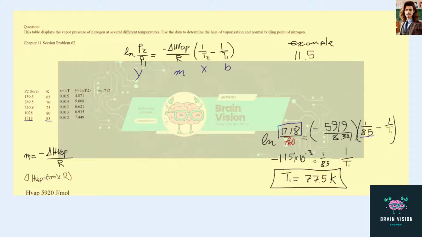And what we can do is plot this. Whenever you're talking about graphs, if you say blank versus blank, it's Y versus X. So if we plot the natural log of the pressures they give us versus 1 over T, the slope of that graph is equal to minus delta H vap over R. We can understand that by looking at this equation as y equals mx plus b.